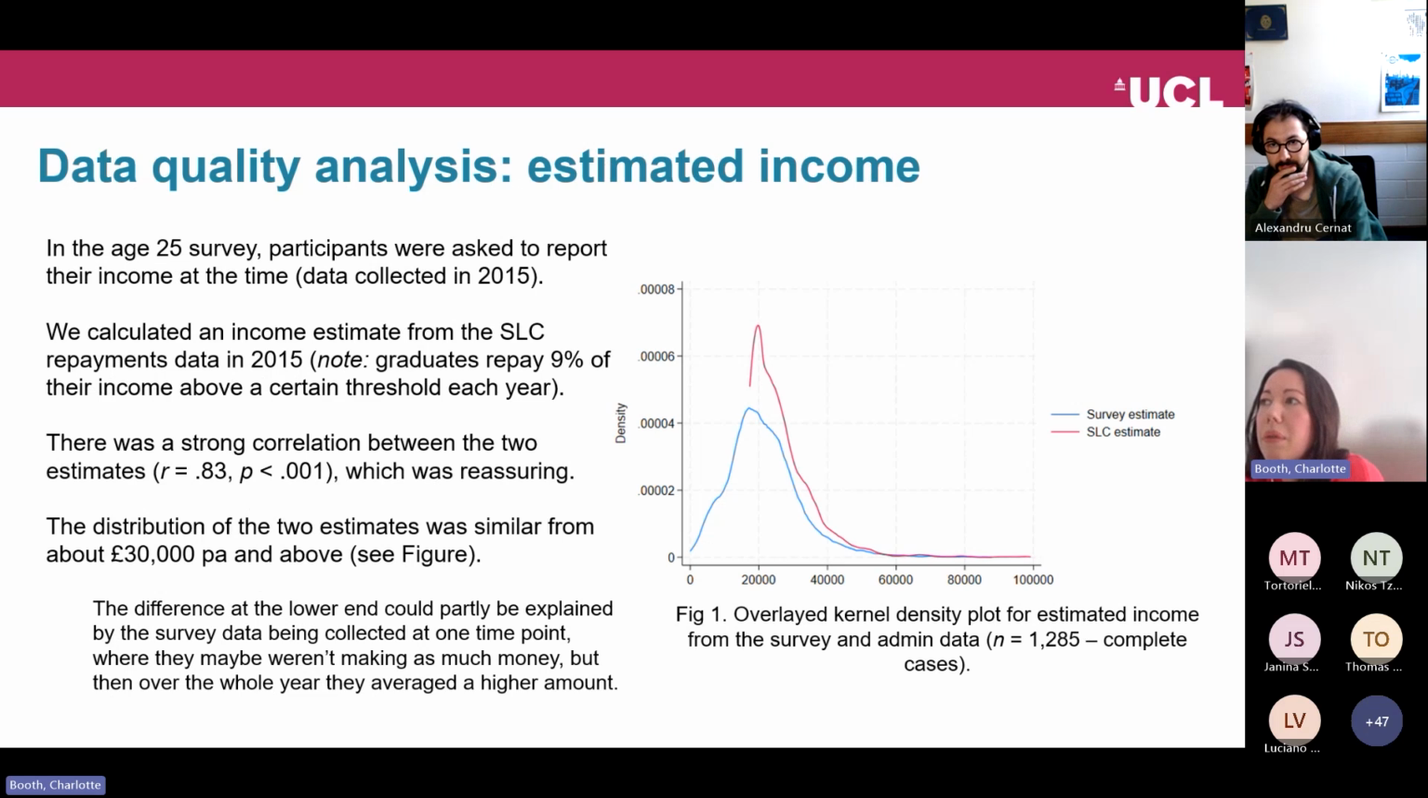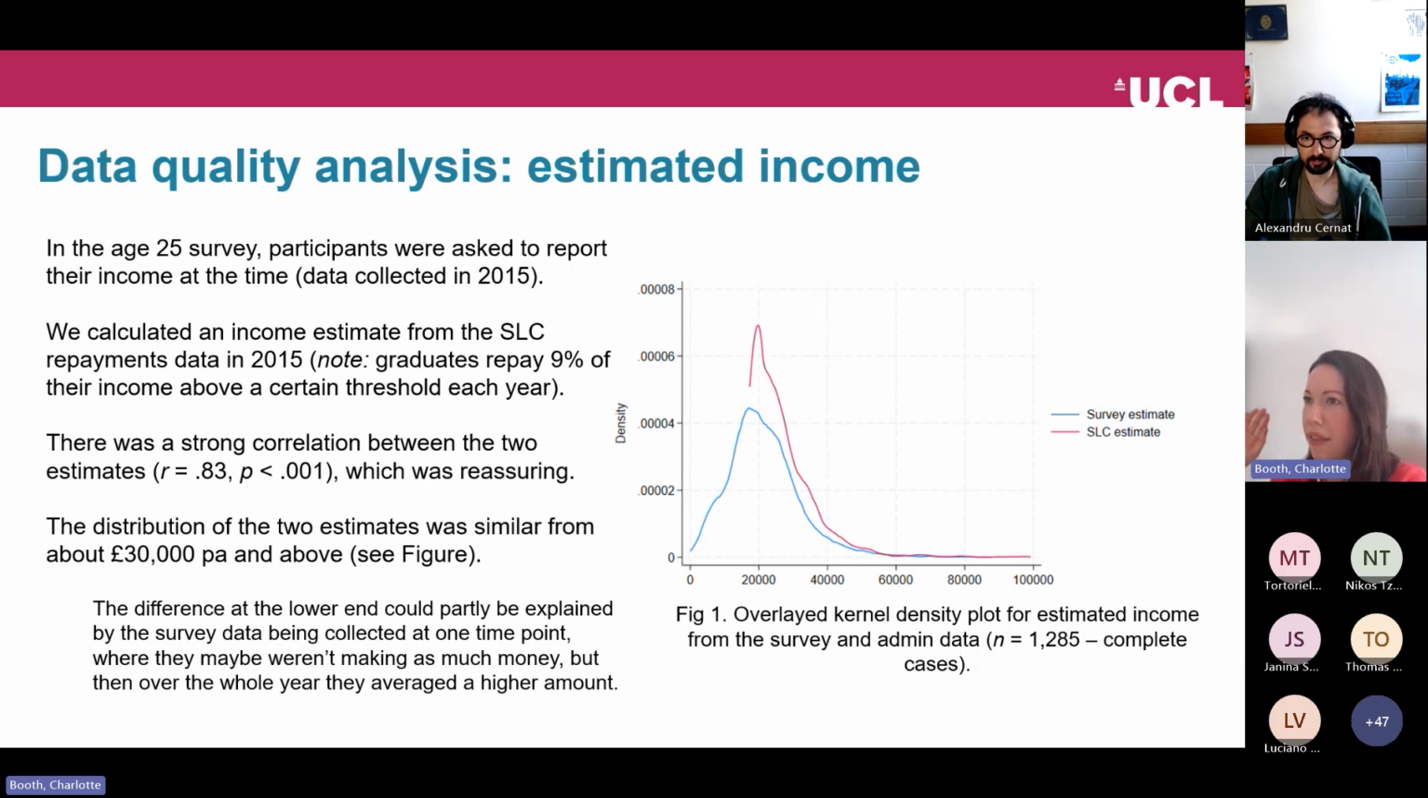And another thing we did was think about income. In the repayments data set, we were able to create an estimate of their income, because we know that you don't repay your student loan until you earn above a certain threshold, and then above that, you repay 9%. So for anyone who made a repayment in the year of the survey, which was 2015, we estimated their income. And then we compared that with what they said they earned in the survey at the time.